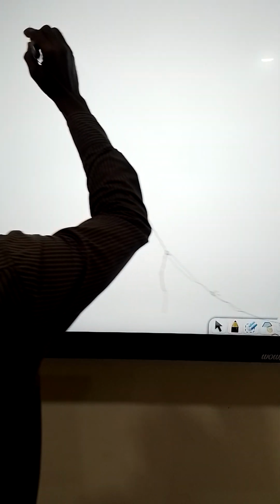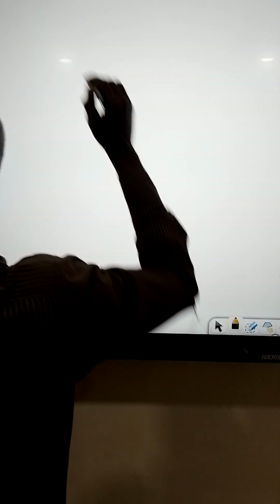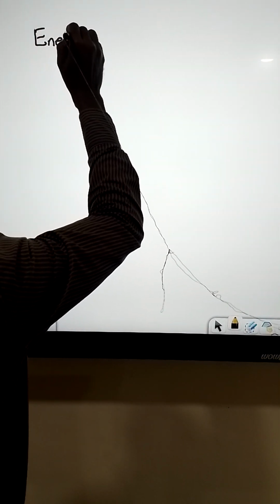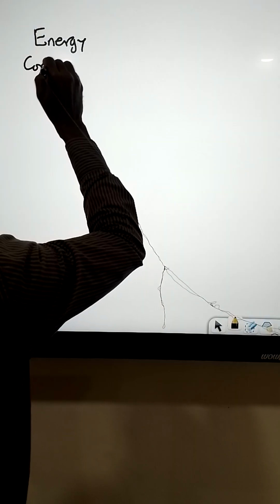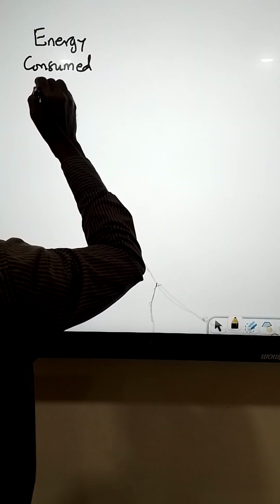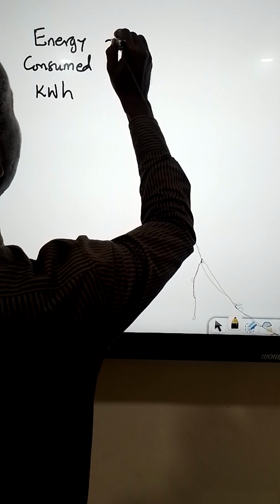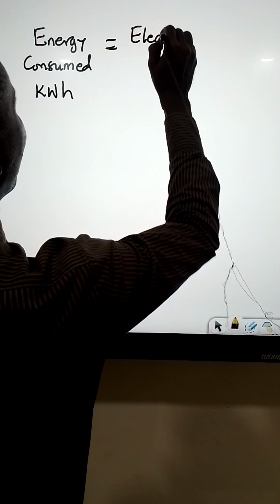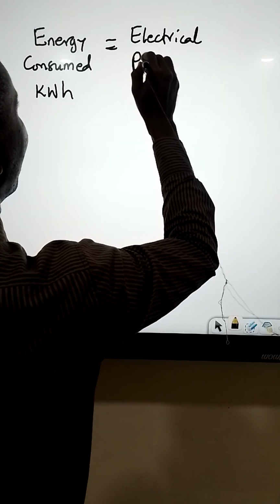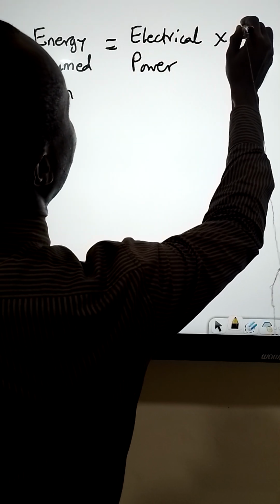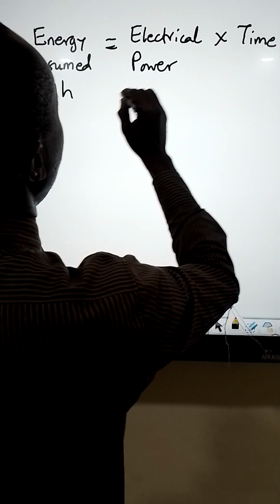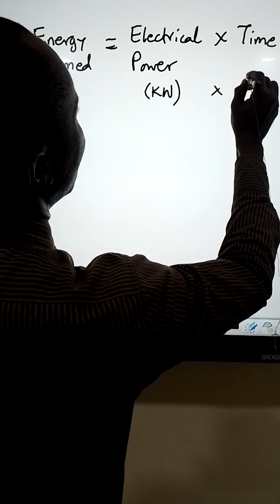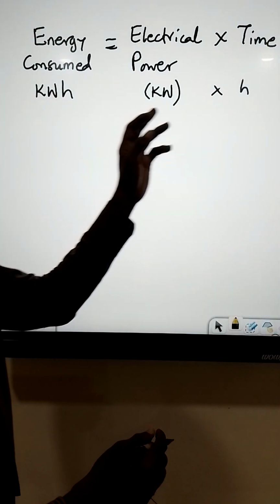Okay. So now, energy consumed. Work with me. Energy consumed is usually in kilowatt hour. Okay, and it's a function of the electrical power multiplied by our time. And our electrical power is in kilowatts, while our time is in hours. That is how we get kilowatt hour.